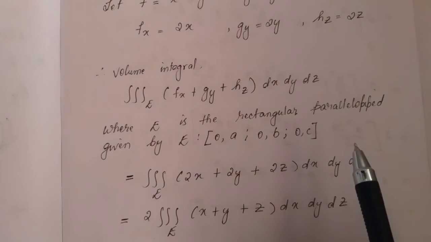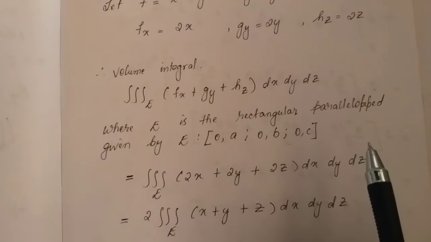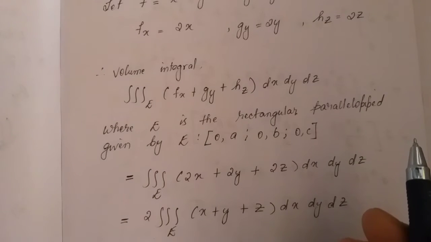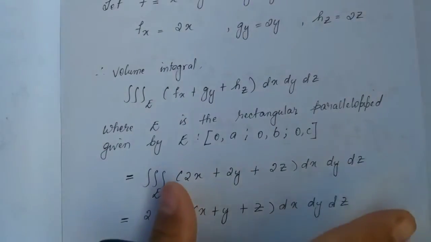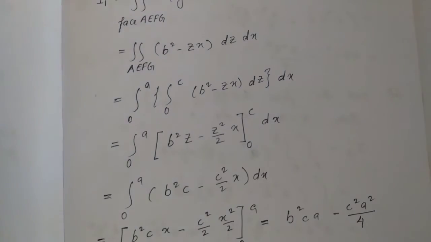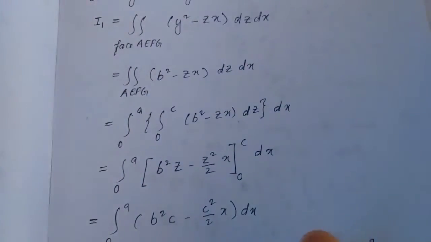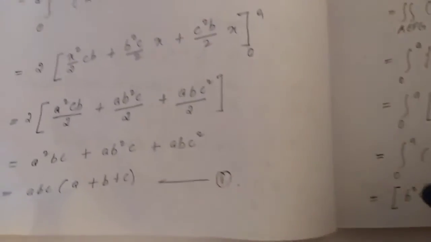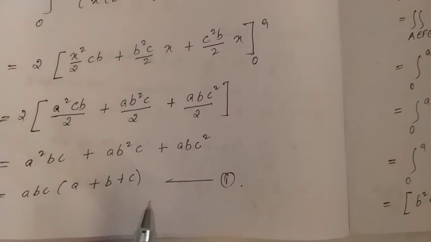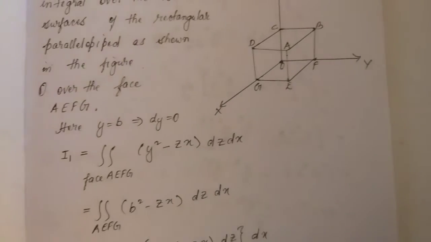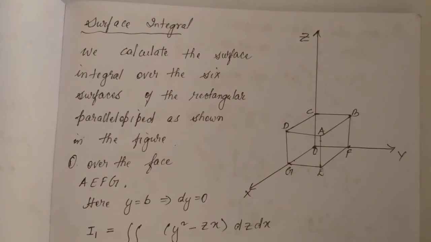Remember, E is the volume inside, enclosed by the surfaces of this rectangular parallelepiped. For the volume integral, if you have done the calculation, you'll get abc times (a plus b plus c). Next, we have to find the surface integral.